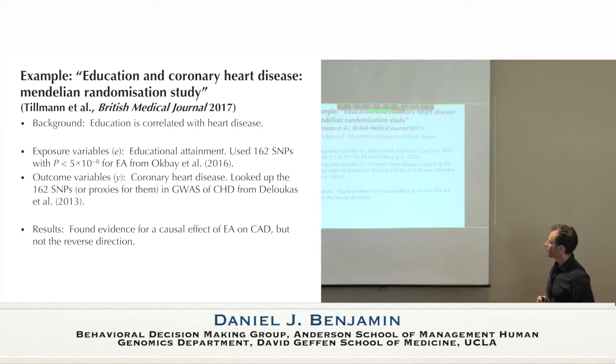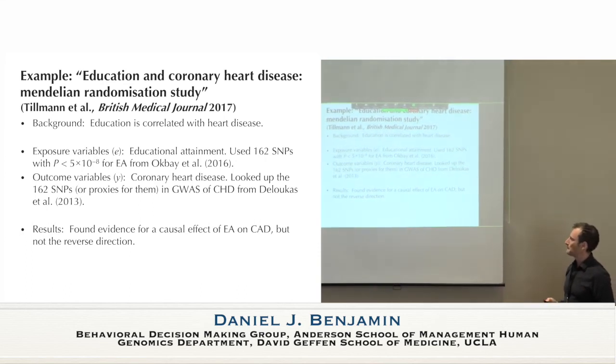And then they use one of these methods, which is bidirectional MR. So they say, instead of just looking at the effect of education on heart disease, we can also look at the effect of heart disease on educational attainment by just looking up the top hits in this GWAS in educational attainment and dividing those coefficients. So what they find is evidence for a causal effect of education on coronary heart disease, but not an effect of coronary heart disease on educational attainment.